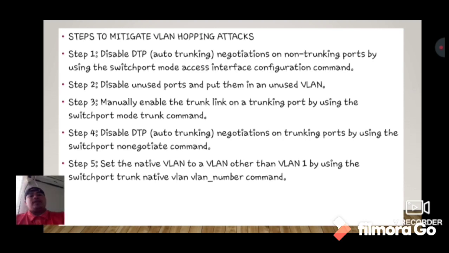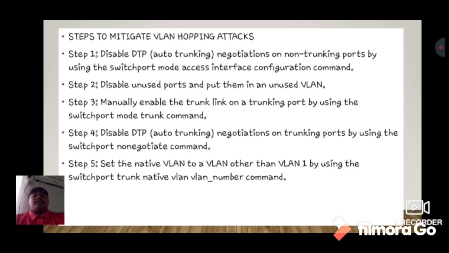Steps to mitigate VLAN hopping attacks. Step 1. Disable DTP auto-trunking negotiations on non-trunking ports by using the switchport mode access interface configuration command. Step 2. Disable unused ports and put them in an unused VLAN. Step 3. Manually enable the trunk link on a trunking port by using the switchport mode trunk command.